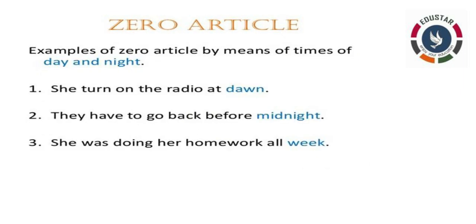Zero article with times of day and night. For example, she turns on the radio at dawn. They have to go back before midnight. She was doing her homework all week. So the words like dawn, midnight, week represent day and night. So you should not use any article before that.